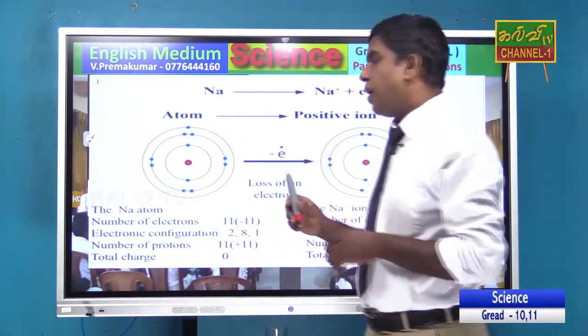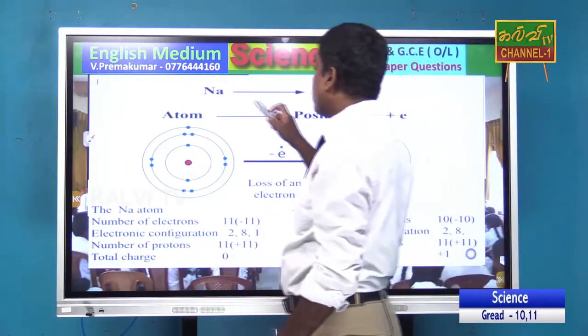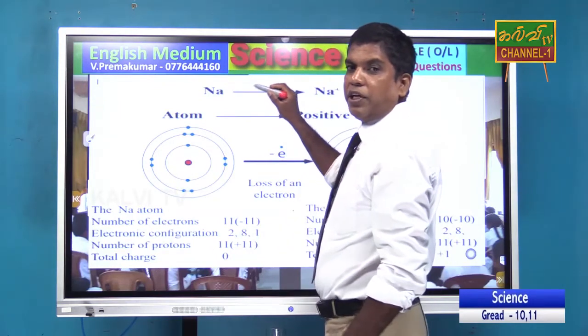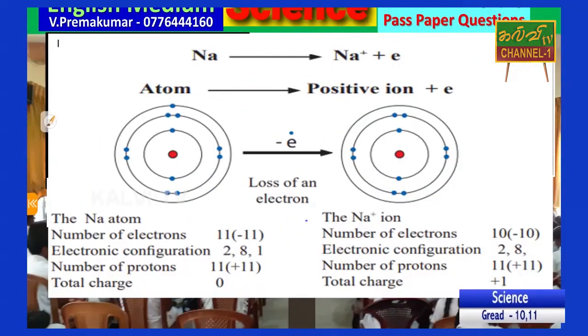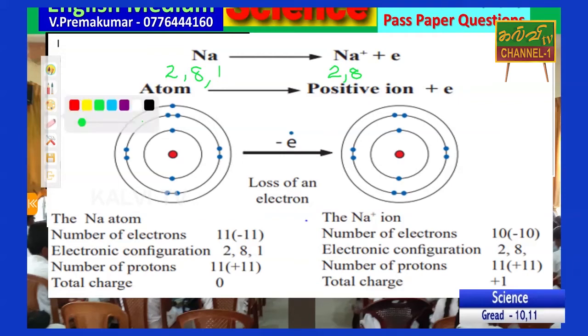So here on the screen you can find sodium 2, 8, 1. This is the atomic form. Here, loss of one electron, therefore 2, 8. Now see the electron configuration: this is the sodium atom, and this is the sodium ion.